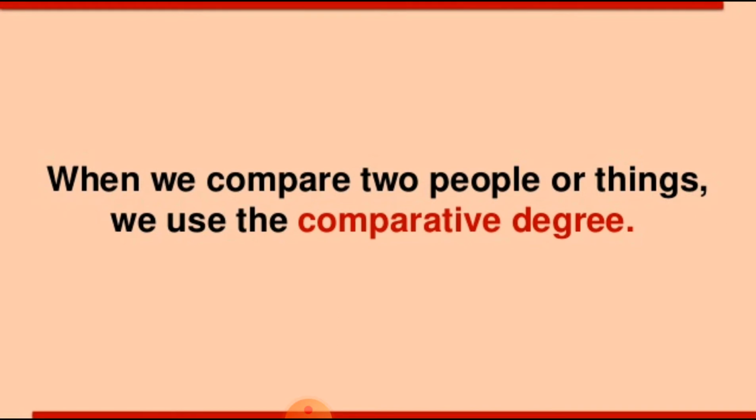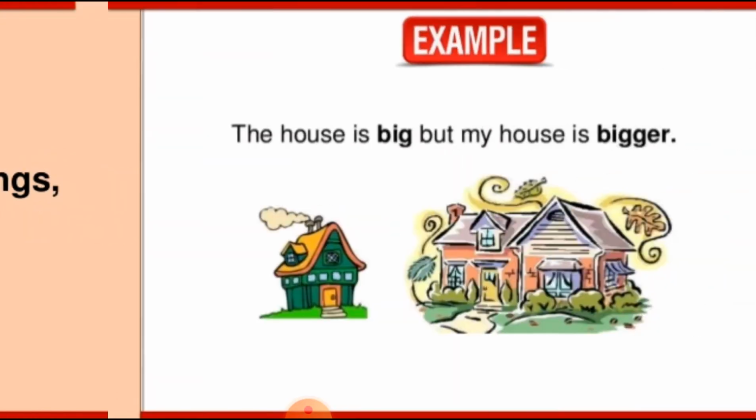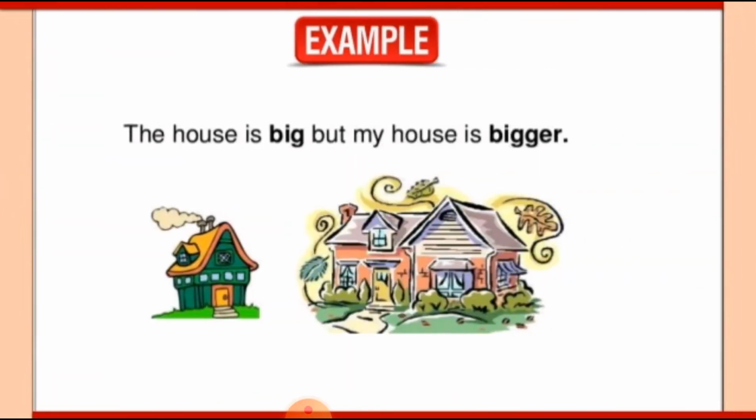Now next is comparative degree. When we compare two people or things, we use the comparative degree. When the comparison is being made between two people or things, it is called comparative degree. For example, the house is big but my house is bigger. There is a comparison between two things.